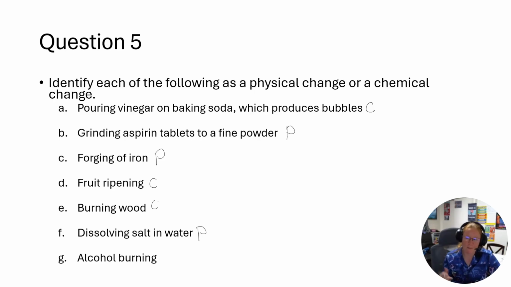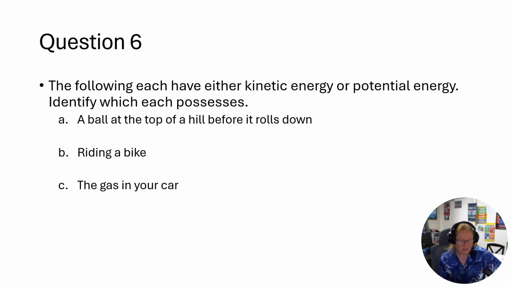All right, alcohol burning. What do you think that one is? That one is chemical. All right, and our last question. We are thinking about kinetic or potential energy. Kinetic energy is energy of motion. Potential energy is energy that could happen.